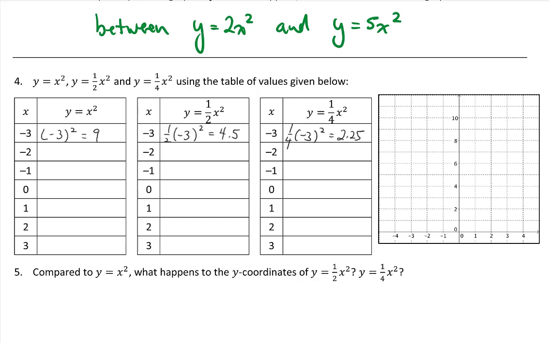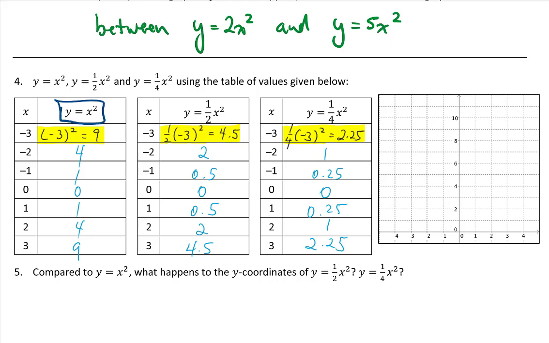So negative 3 squared will give us positive 9. 1/2 of negative 3 squared, that's negative 3 times negative 3, which is 9, and half of 9 is 4.5. And 1/4 of negative 3 squared, that is 9, and 1/4 of 9 is 2.25. Here are your y values. Same as above, let's graph each of these.